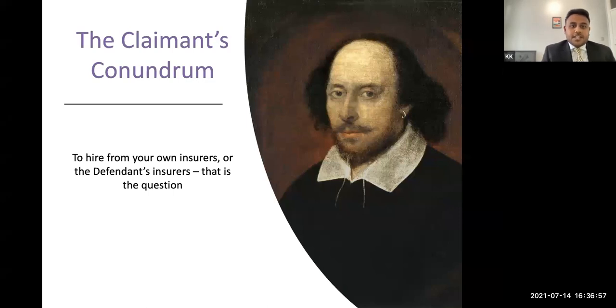Now, as you can see from this particular slide, we have what I have coined the claimant's conundrum, although it probably isn't as profound as I'm making it out to be. Of course, after an accident where the claimant is unable to use his or her car, they're faced with a very simple dilemma. And that dilemma is, of course, where they should be hiring their car from. And this question, as I've said, is simple, and it can be adapted from the popular Shakespearean question structure, and put simply, it is to hire from your own insurers or the defendant's insurers. That is the question.